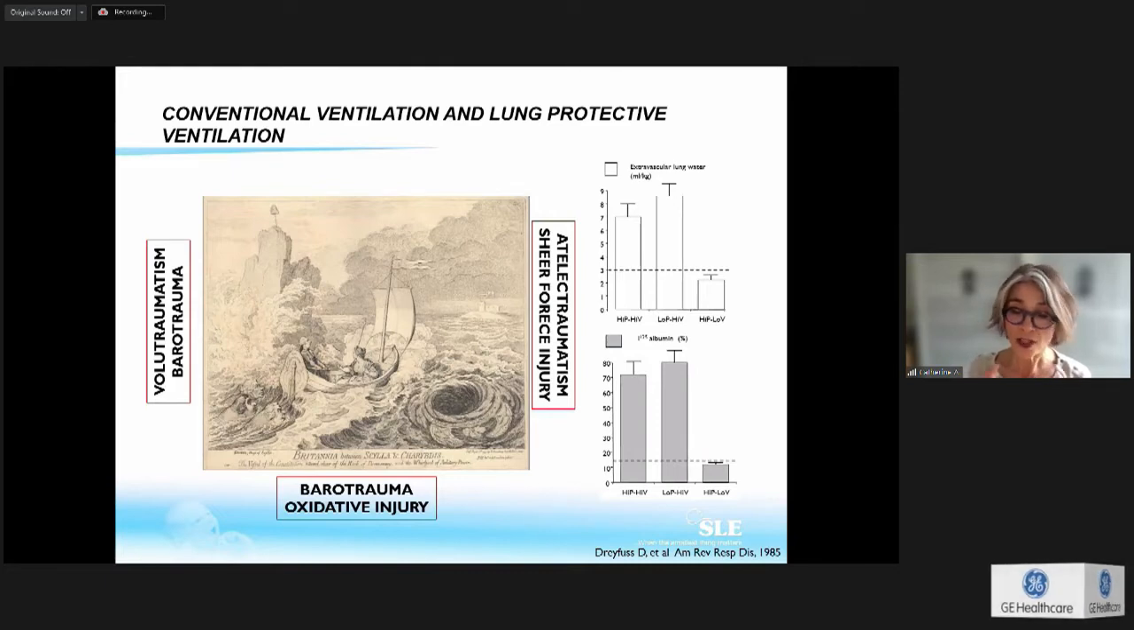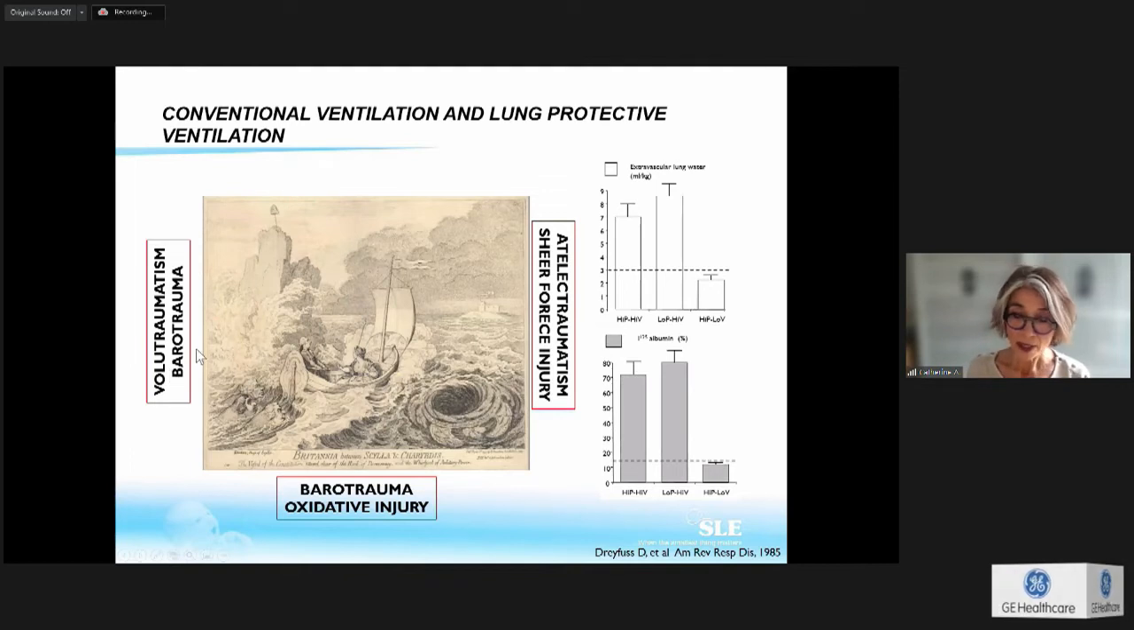At the same time, you have to avoid oxidative injury. You know that oxygen is toxic for the lung. So you are perfectly aware that if you use too high an FiO2, you have a risk of ROP, but you also know that you have an increased risk of BPD if the patients are exposed to higher levels and longer times of high oxygen.